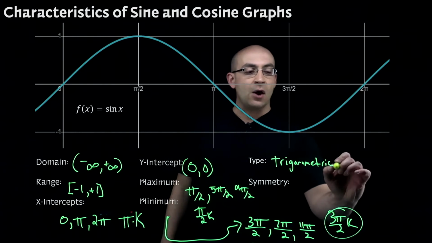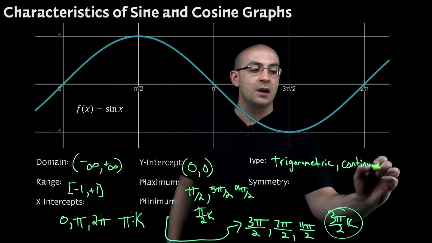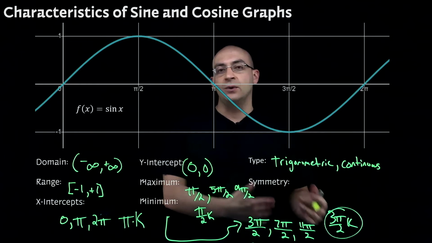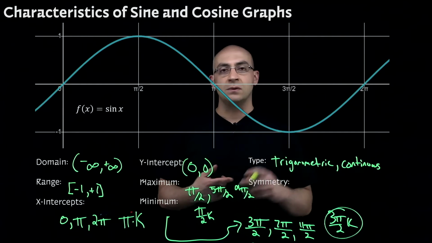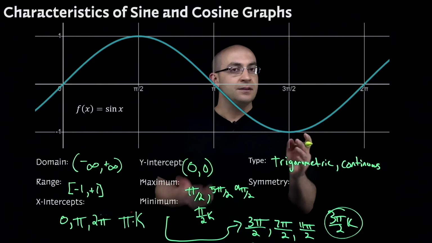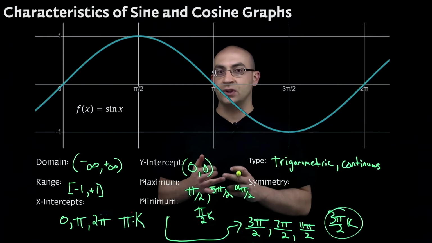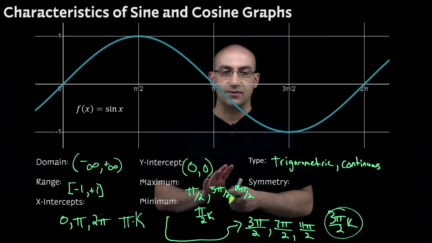Now, I also want to make sure we understand that this is a continuous function. Continuous. When we start talking about continuity, when we start talking about either holes or asymptotes or anything to that nature, discontinuity, this is not one of them, right? So when we have a trigonometric function, when it's sine or cosine specifically, we'll talk about the other four later on, but we also have a continuous function.